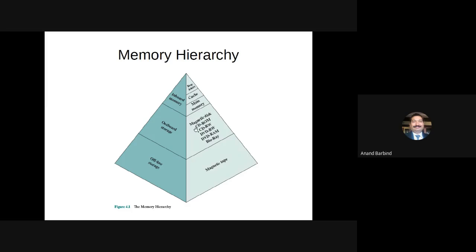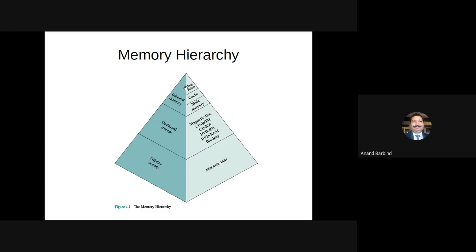Then the magnetic disk, CD-ROM, CD read-write, DVD read-write, DVD RAM, or Blu-ray. All these memories are the outboard storage memory, and the offline storage memory are the magnetic tapes that you can disconnect, and when required you can reconnect. So when you go from top to bottom, the speed is going to decrease. These are the slowest ones. Magnetic tapes are the slowest, whereas the registers are the fastest.